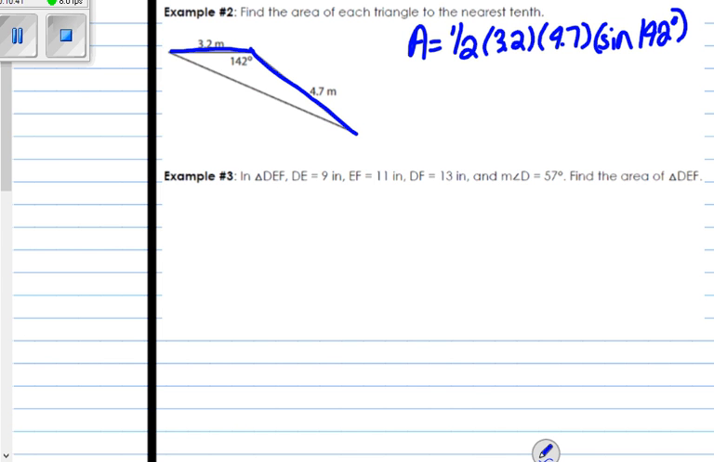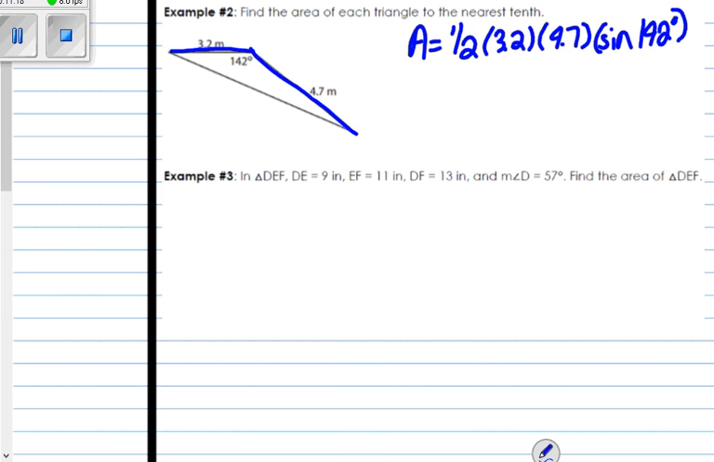Okay, so 142 sine, times 4.7, times 3.2, equals, and then either times 0.5 or divided by 2. You're right, divided by 2 or times by half. You just multiply it by 2. You divide by 2. So divide by 2. That's your answer.